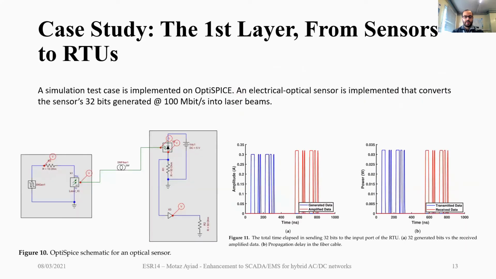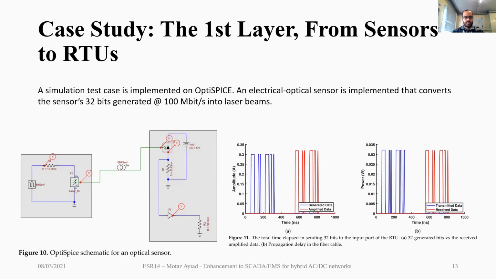In the first layer, we aim to estimate the time delay from the sensors to the RTUs. A simulation test case is implemented in OptiSpice. We can see in figure 10 an electrical optical sensor that transmits 32 bits at 100 megabits per second through a 100-meter long fiber optic cable to the receiver side.